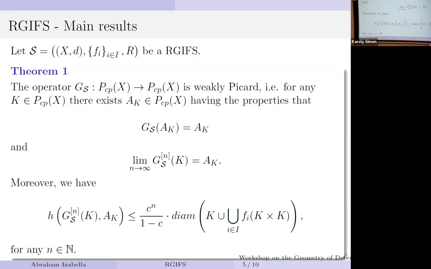The significant part is that there is a compact subset A, the attractor, which depends on GS, and is the limit in the Hausdorff metric of the sequence of iterates of GS applied to K. Regarding the speed of convergence, we have this evaluation of the distance between the attractor generated by K and the iterates of GS applied to K.